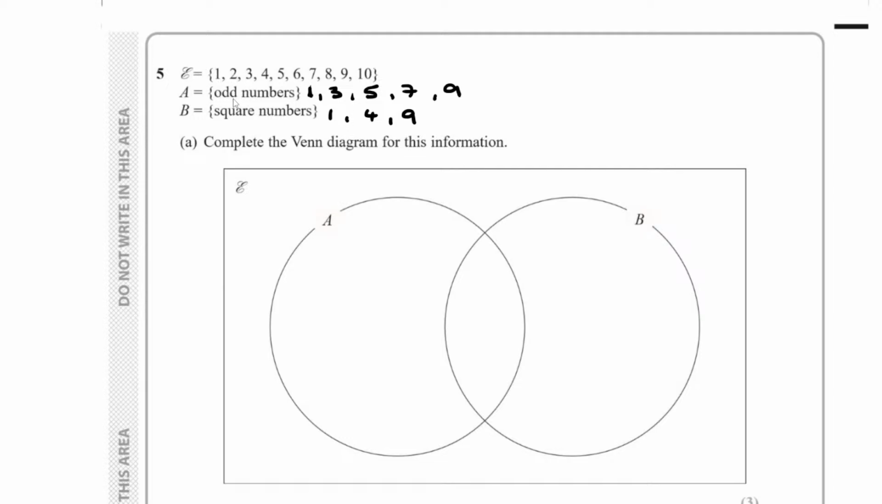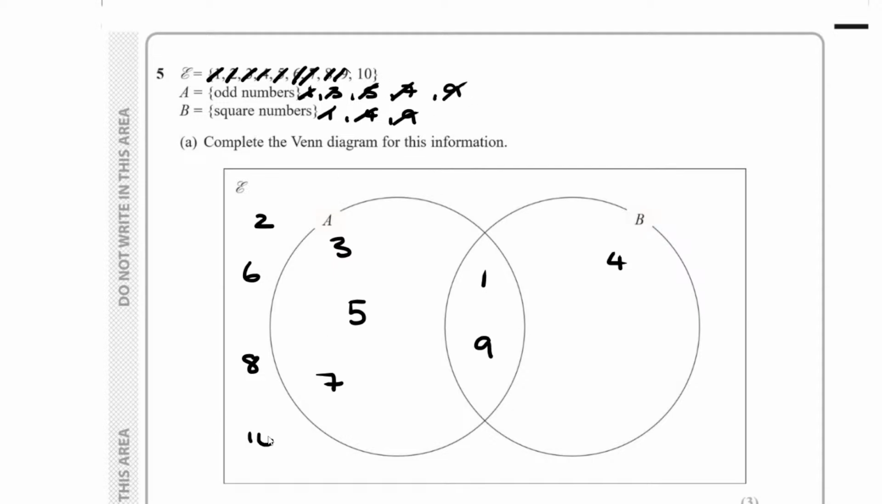So number 1, you can see that's in both A and B. So I'll put that in the middle. And then we cross it off so we don't forget anything. Then carry on. Number 2, that's not in either A or B, that's on the outside, isn't it? So put that there. Number 3 is just in A. Number 4 is in B. Number 5 is in A. Number 6 is in neither of them. 7 is in A. Again, 8 is in neither. 9 is in both. Cross all of that out. And 10 is in neither.